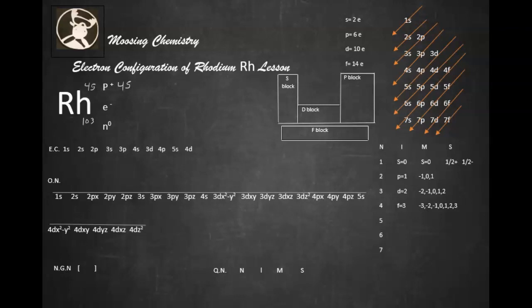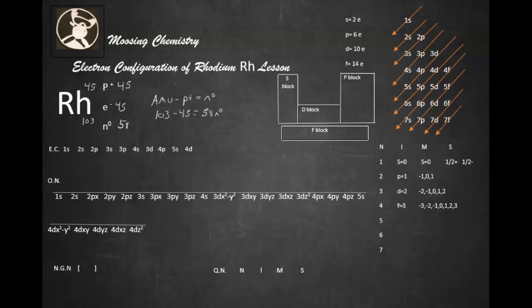To be electrically neutral, we'd have to have 45 of these. What about our neutrons? Well, we go AMU minus protons equals neutrons, right? So you go 103 minus 45 equals 58 neutrons. Pretty darn snarly. So we're going to write 58 down here.